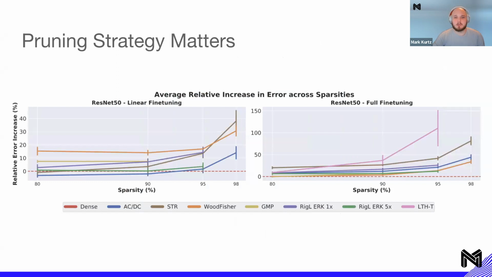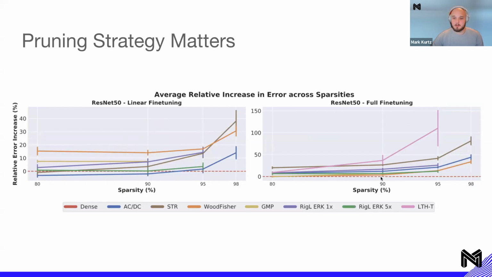Next was looking at pruning strategies. So what we're looking at is the relative error increase at a given sparsity level, and this is the average across all the different data sets. You can see for AC/DC on linear fine tuning, it far outperforms WoodFisher, for example. It's able to get to nearly 95% sparsity without any relative error increase or any accuracy drop, whereas WoodFisher did not perform nearly as well on the linear fine tuning.